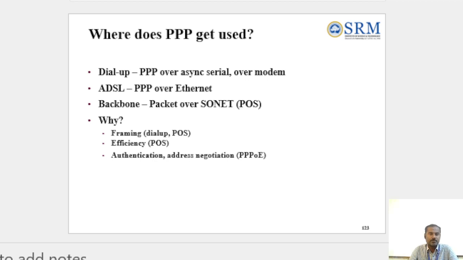Then why we are using PPP: basically it is used for framing, for efficient transmission of data from one place to another place, authentication, and address segmentation. These are the main purposes for which we use PPP. PPP is nothing but point-to-point protocol, which is used for framing, efficient transfer of data from one system to another system, and for authentication. For this purpose, PPP has been used.